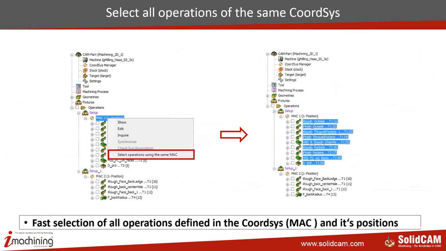In addition, while using the operations, I can select by a simple right click on my Mac 1 position 1 or any of my coordinate systems and choose the option of selecting operations using the same coordinate system. How this works, where we use it, we'll see in a few moments.